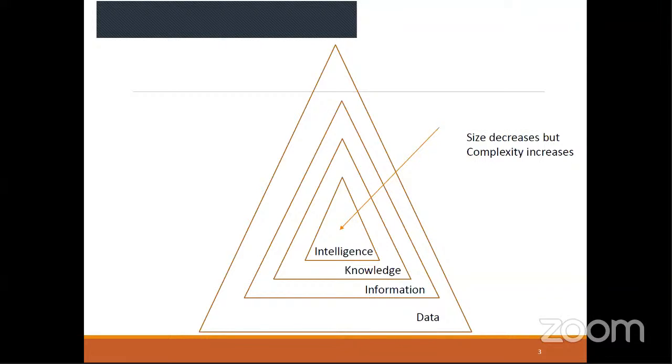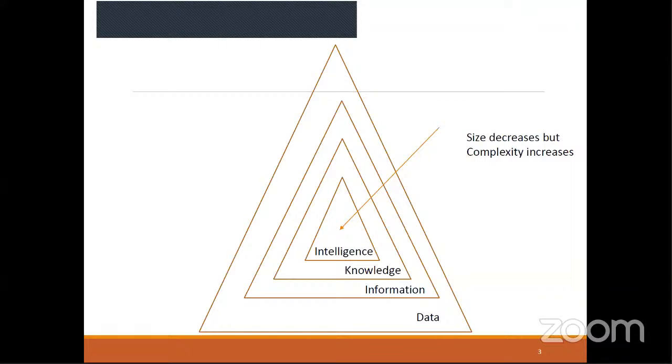If you see the size of these triangles, it gets reduced as you move from data to intelligence. This triangle here represents the size. So the size of intelligence is very small, and to get so much intelligence, you need a lot of data. The more the data, the better the capabilities of an intelligent system. So you have to supply a lot of data for a system to be more intelligent.